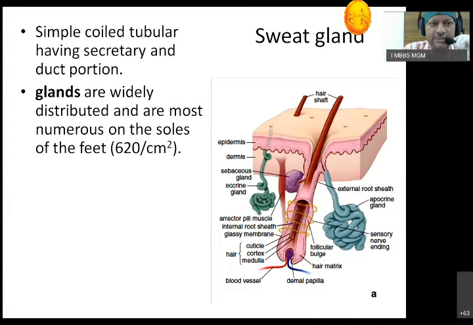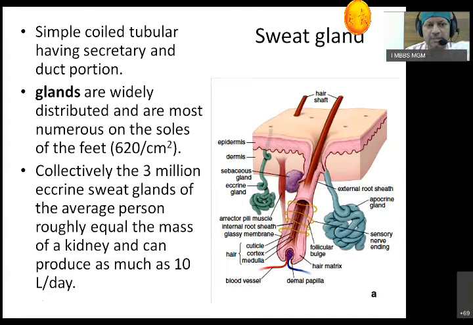Glands are widely distributed and they are very numerous in the sole and in the palm. That's why whenever we have an exam, we know that we get sweating and cold hands. Almost 620 per meter square. Collectively, almost 3 million eccrine glands or sweat glands are there.